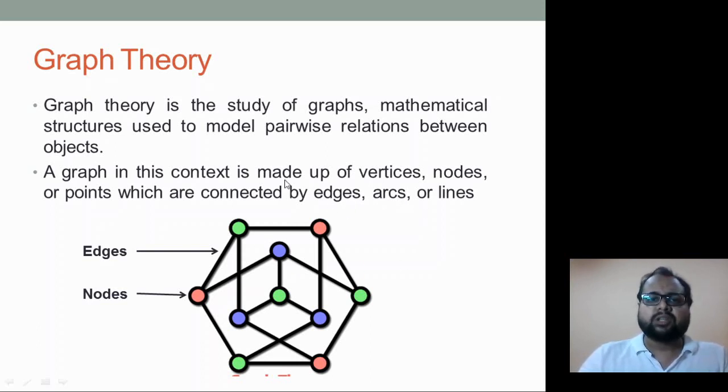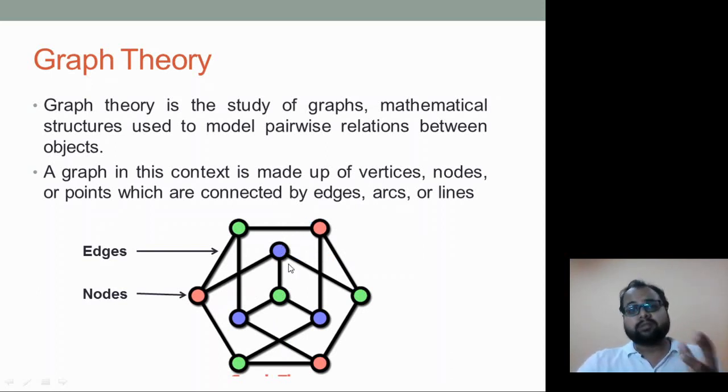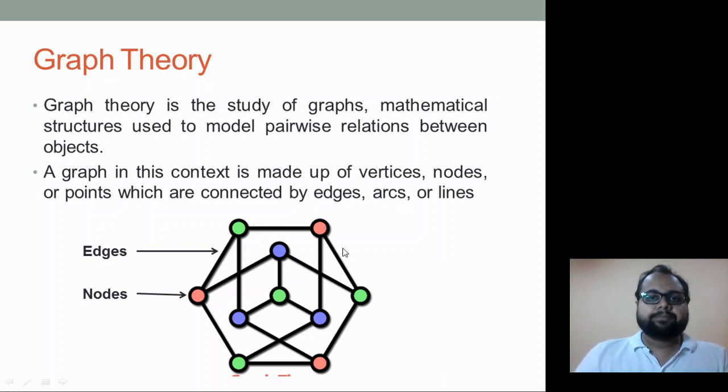So your graph consists of these circles, what we call your nodes. There are different names for it. They are called nodes, vertices, or points, and all these nodes are connected by your edges. Edges are also called arcs or lines.